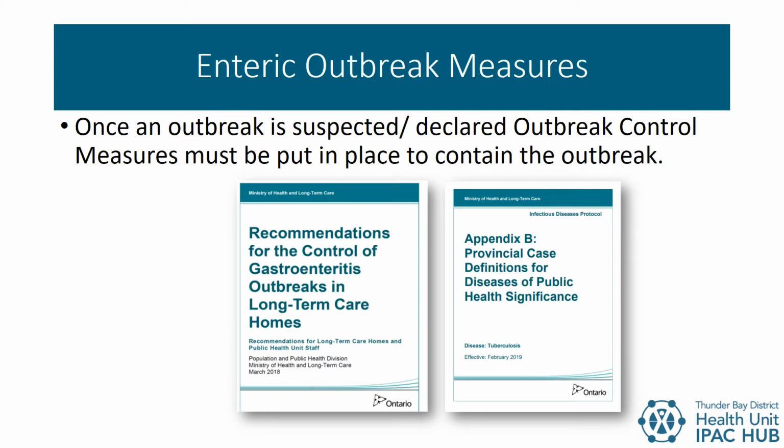Enteric outbreak measures. Once an outbreak is suspected or declared, outbreak control measures must be put in place to contain the outbreak. These measures are put in place to lessen the duration of the outbreak and reduce the spread to additional staff and residents. The two documents on the screen are what public health uses to guide the decisions and measures in outbreak, not only in long-term care, but most congregate facilities as well. Appendix B also gives an overview of outbreak management for hospitals and healthcare facilities. Most outbreaks are run the same way.